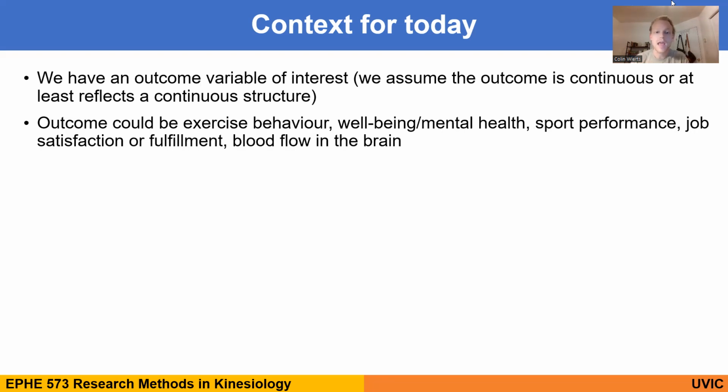So our outcome could be exercise behavior, so how many minutes somebody exercises a week or on average daily. Could be a scale assessing well-being and mental health. We could be looking at some sort of sport performance measure, so like how fast somebody is able to perform some sort of task. Could be job satisfaction or fulfillment. Could be how well the blood is flowing in the brain. So there's a whole bunch of outcomes we could assess as long as they reflect some sort of continuous structure.